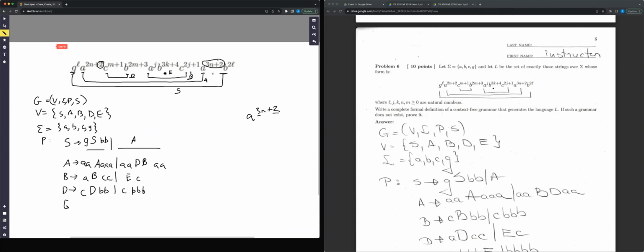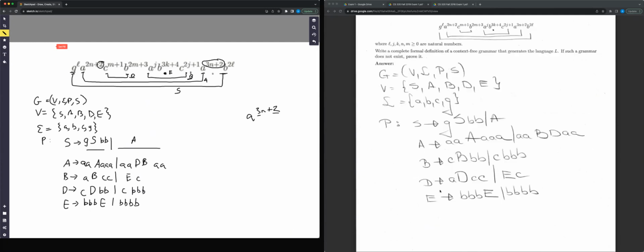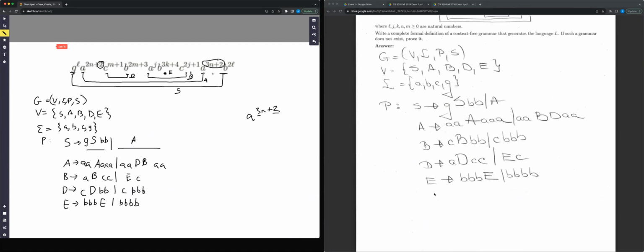And now E is the only thing left. E is just this B to the 4K plus B to the 3K plus 4. So just 3 B's in the front, E, and then 4 B's as my base case. That's it. Are there any questions?